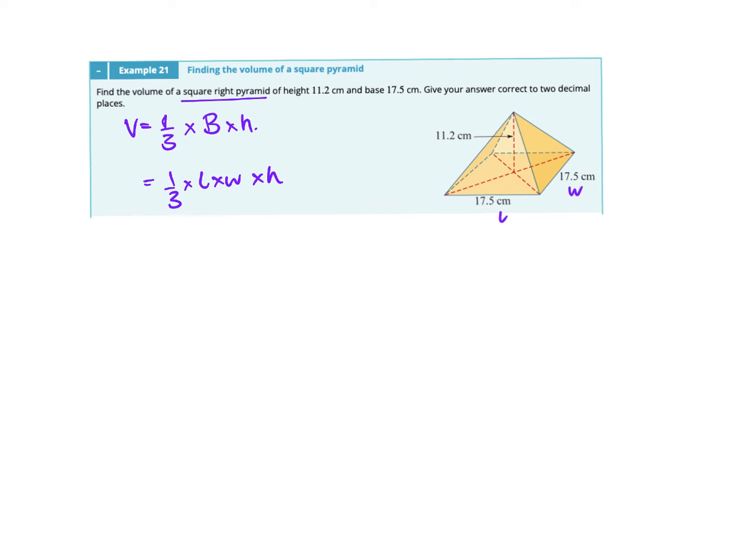So if we were doing this one, we're going to say the volume of the pyramid. So it's going to be a third, and make sure the units are all the same, and they're all in centimetres. A third times 17.5 times 17.5 times the height, which they've given me, 11.2. And we'll get an answer. Okay, so I get the answer to be 1143.33 centimetres cubed, because they asked me to 2 decimal places.